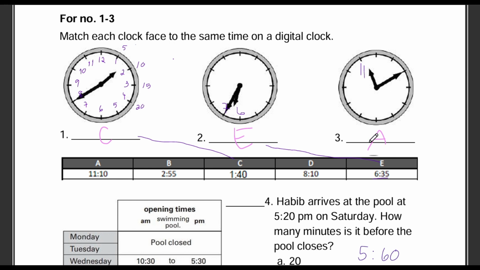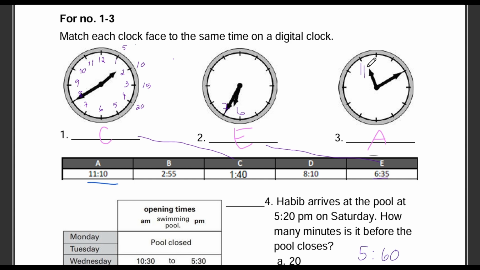Match the clock face to the same time on a digital clock. Here are your options. A. 11:10. B. 2:55. C. 1:40. D. 8:10. E. 6:35. Clock 3. The correct answer is A, 11:10.